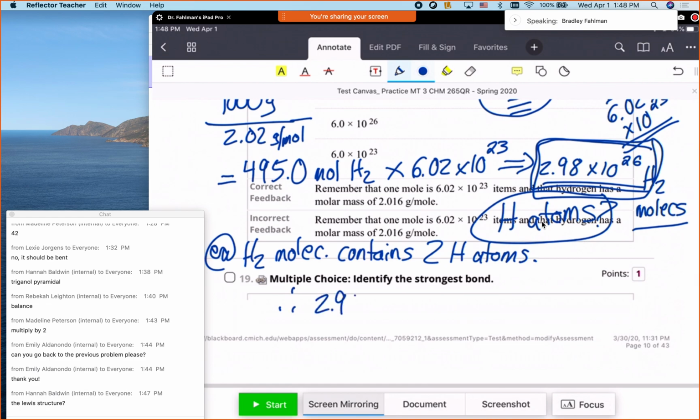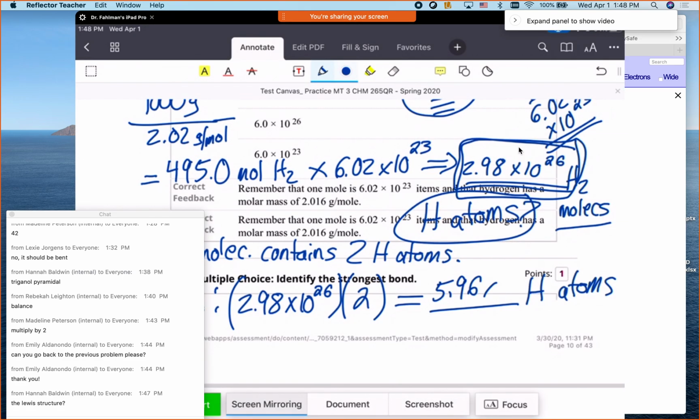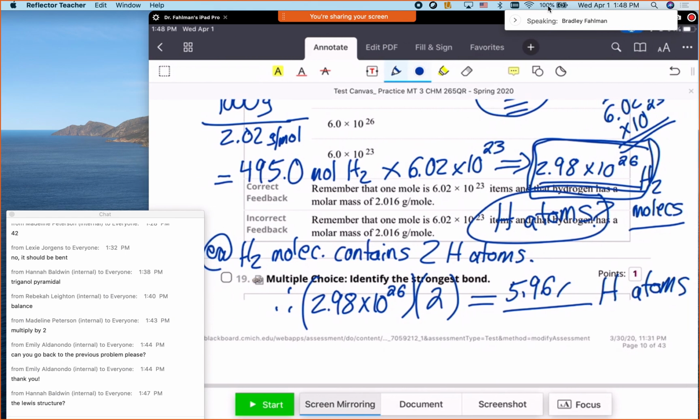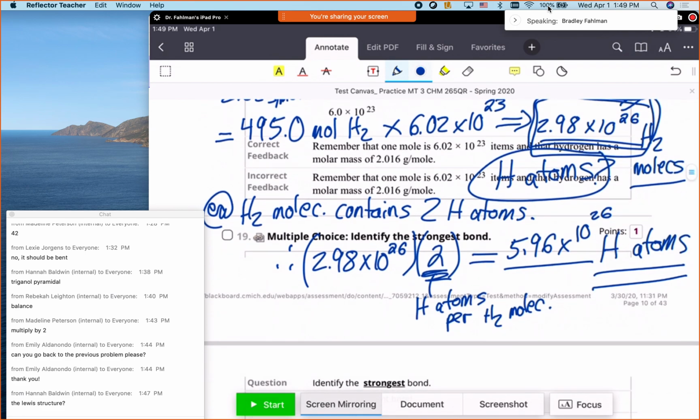So therefore, 2.98 times 10 to the 26 times 2 would give you hydrogen atoms. So let me just do that here. So times 2, so that's 5.96. Oops, I lost connection. There we go. So that's 5.96 times 10 to the 26 hydrogen atoms. Okay? So do you get that? There are 2 H atoms per hydrogen molecule. So again, read the question carefully to see what it's asking.